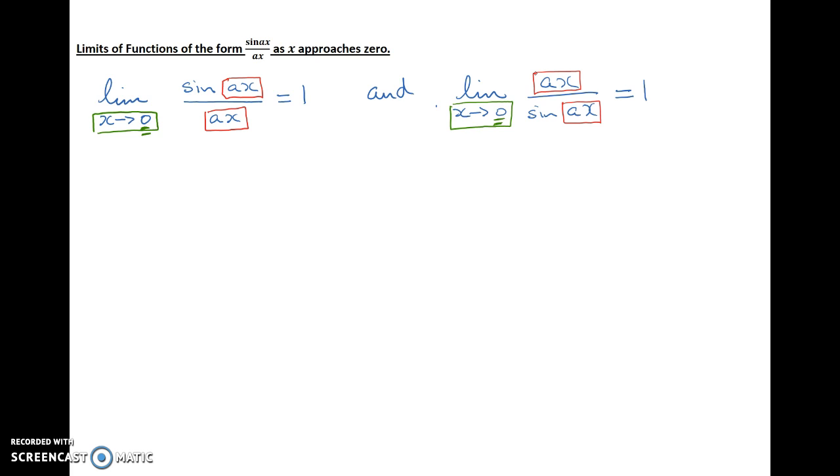The limit as x approaches 0 of sine ax over ax is equal to 1. The conditions are that the x has to be approaching 0, can't be approaching anything else, and that the argument that follows the sine function has to be the same expression as is given on the other side of the fraction. Okay, so that's the basic theory behind this, and in a second now we're going to look at some examples.